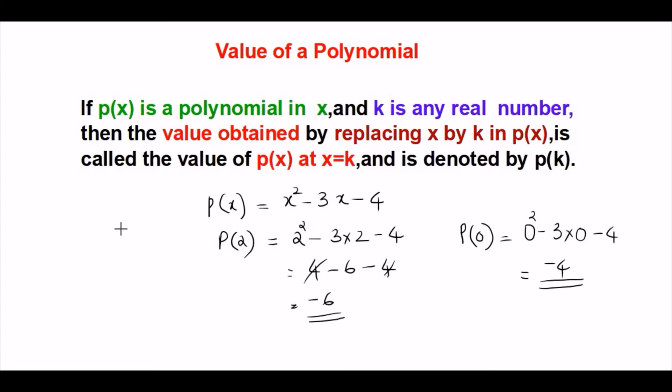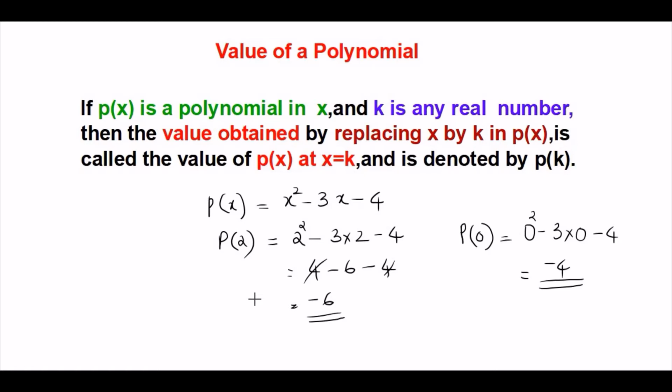So in general, the value of a polynomial is the value obtained by replacing x by k, which is a real number, in p of x. And you denote it as p of k. Here we have given the values of k as 2 and 0. So this is the value of a polynomial.